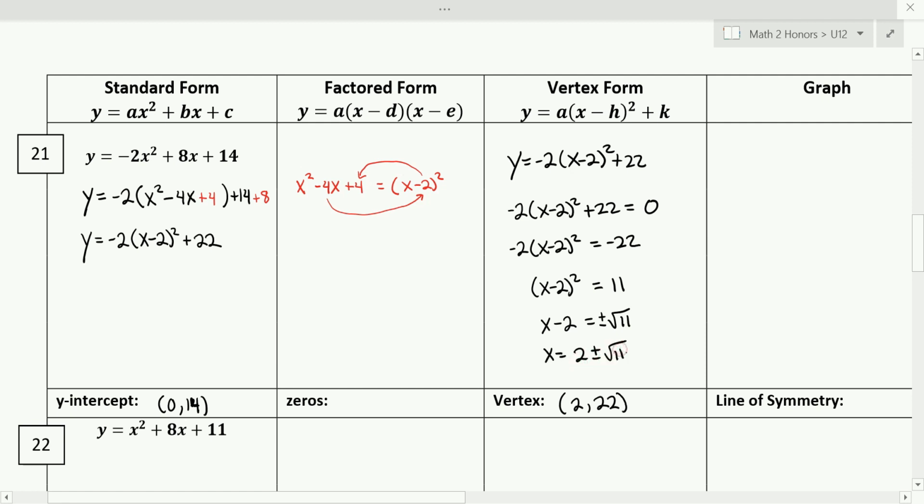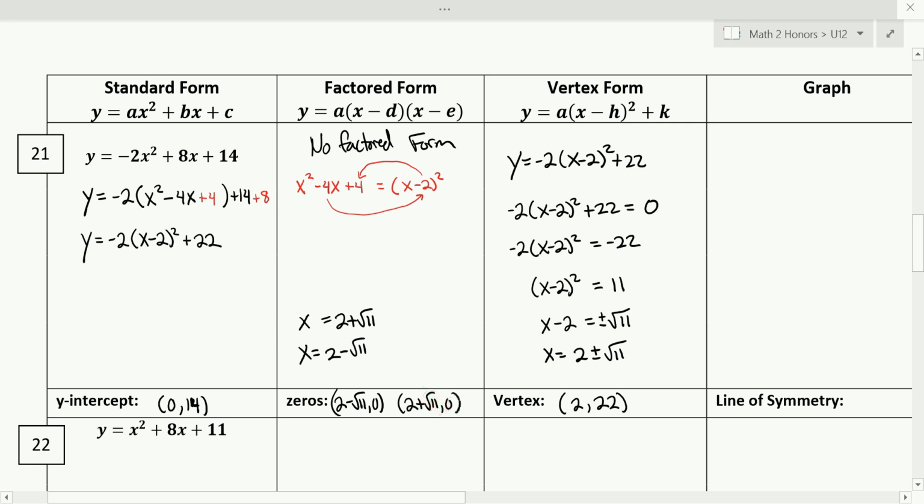And just right here, whenever your zeros have square roots in them that you can't get rid of, that tells me there's no way I could have factored this over the integers, okay? So that's why it's not factorable. There's no factored form. And our zeros, we split them up. We got x is 2 plus root 11, and x is 2 minus root 11. So we got 2 minus root 11 comma 0, and 2 plus root 11 comma 0.